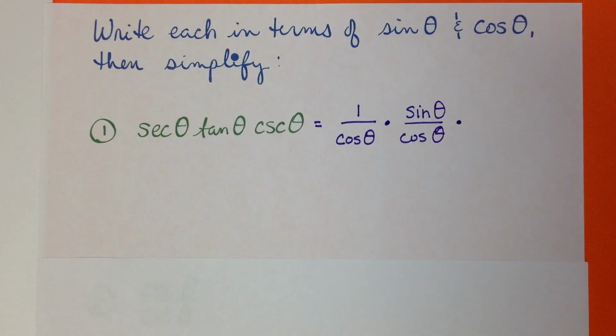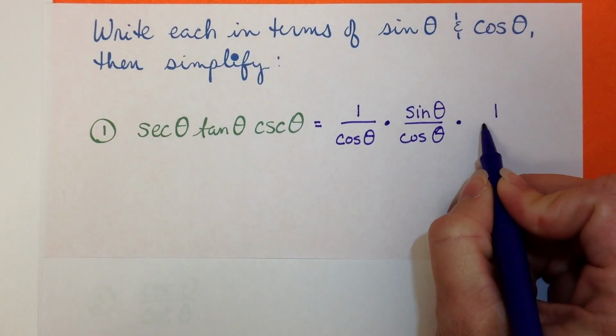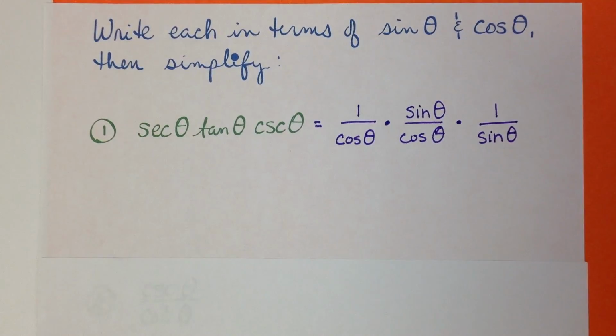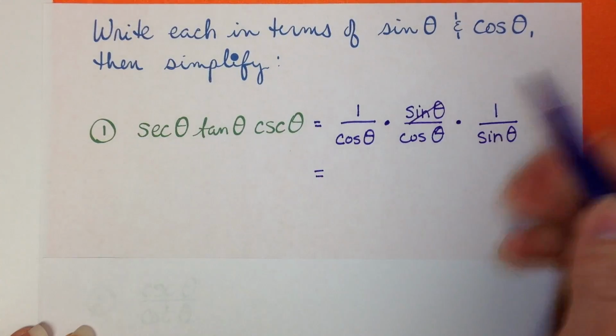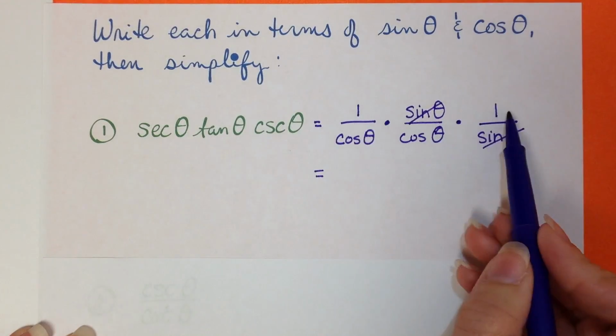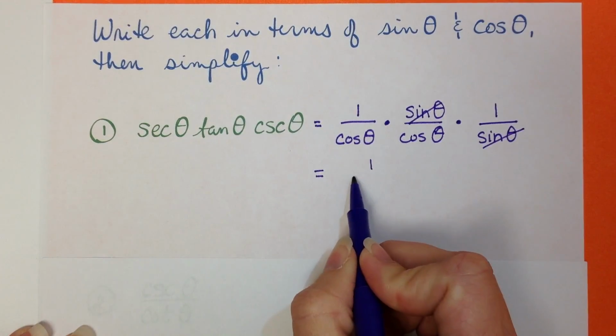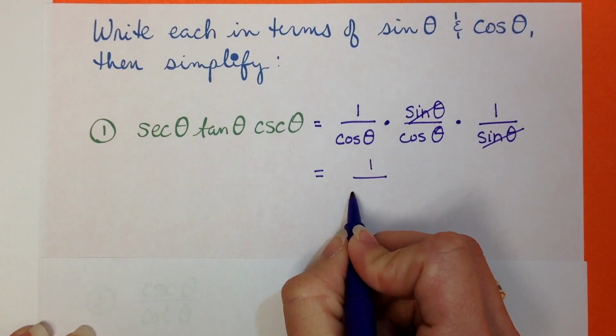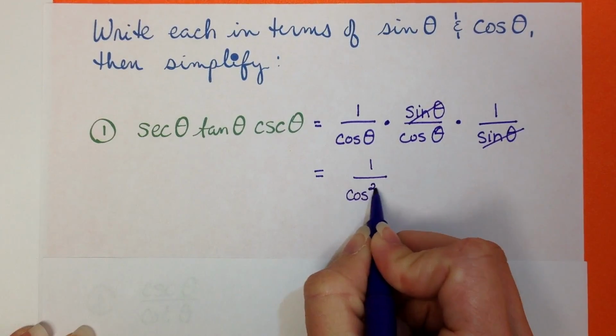Okay, next I have cosecant, and I can use the reciprocal identity there and replace that with 1 divided by sine theta. Now you have three fractions here that are being multiplied, so there's some cross reducing that you can do. For instance, your sine thetas are going to cancel out, so that leaves you with just 1 times 1 in your numerator. And in your denominator you have cosine times cosine, which is going to give us cosine squared.